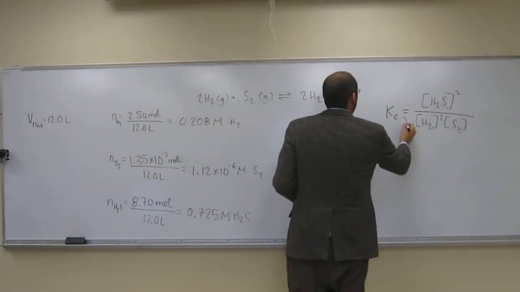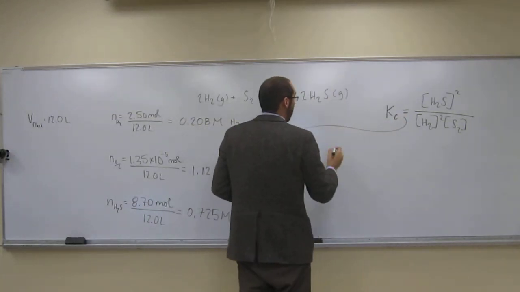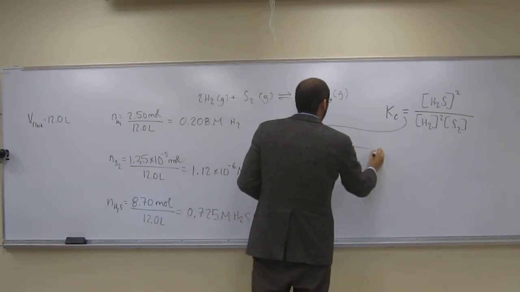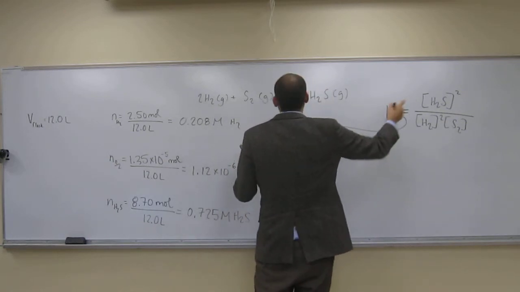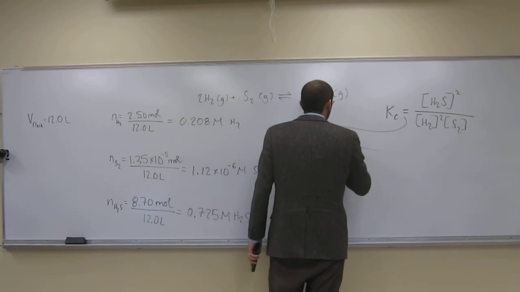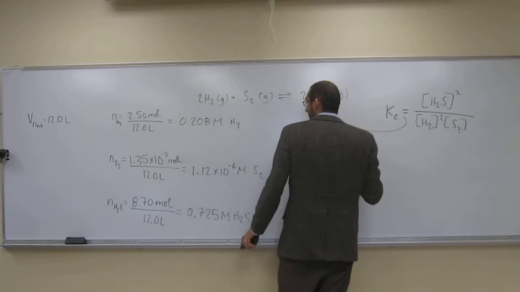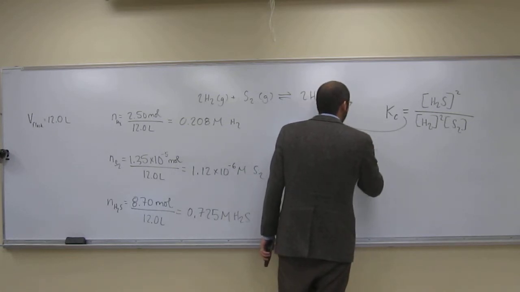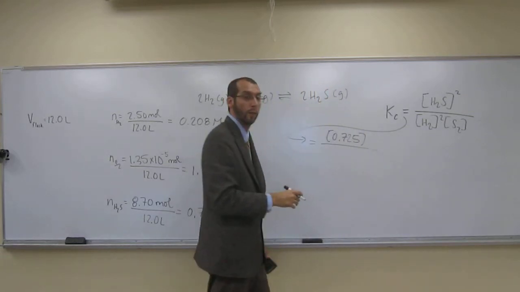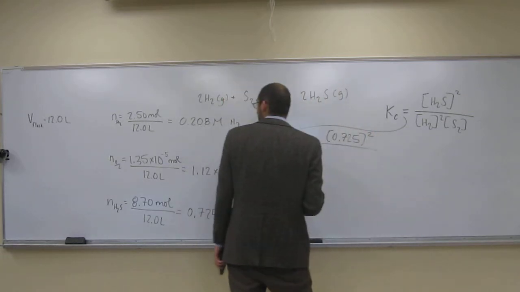So now all we do is plug and chug. So on the top, it's H2S. And remember in this, we don't put our units because Kc doesn't have any units. Okay? So 2.